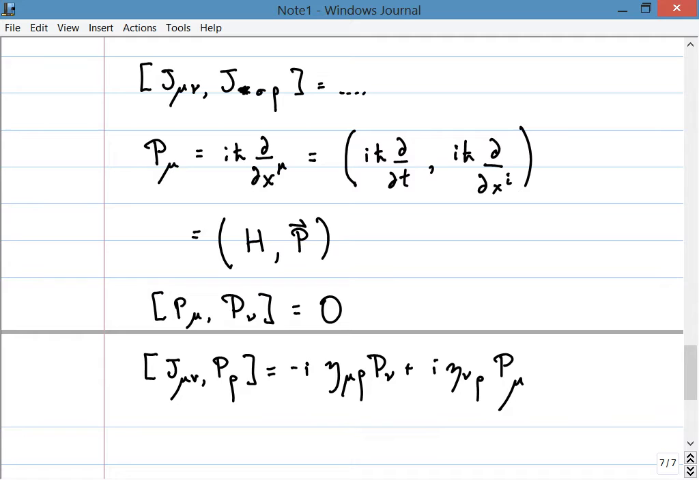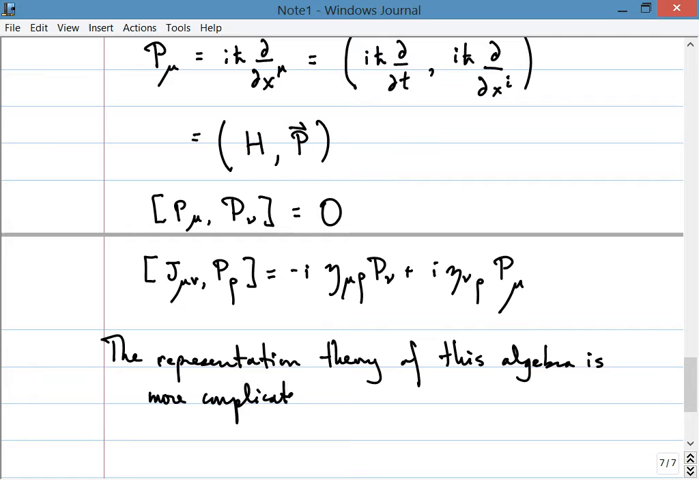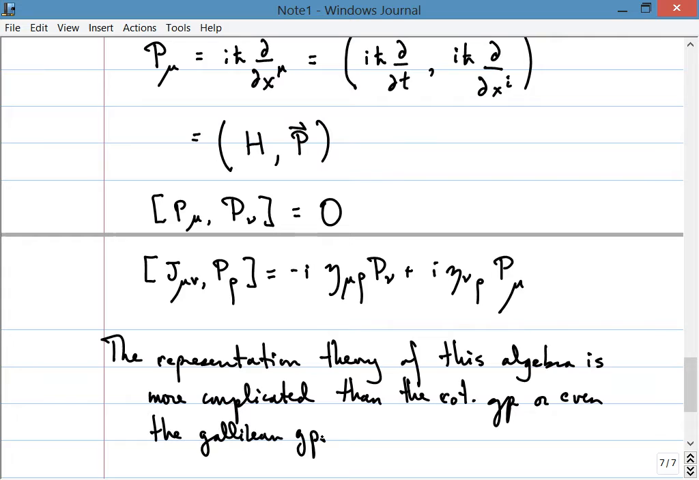So it turns out that the representation theory of this algebra is much more complicated than that of the rotation group, or even the Galilean group. And this representation theory was first worked out, I believe, by Eugene Wigner in the 1930s.